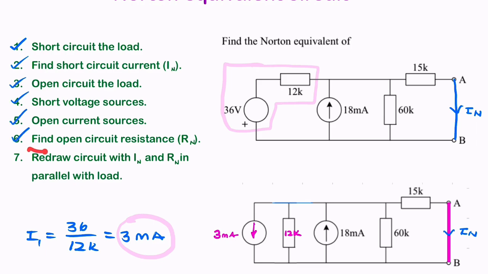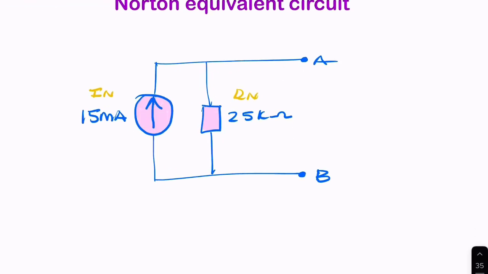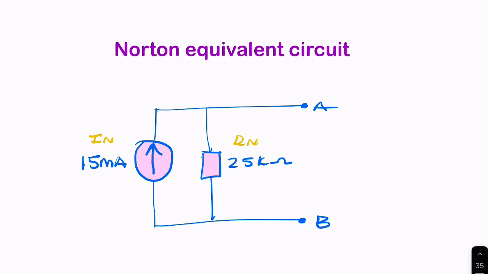The last step is just to redraw the circuit with IN and Rn. So this is really your final step. You leave your terminals open. So this is where you would connect your load. You put in a current source with your IN, in parallel with a resistance of value Rn. And this is your Norton equivalent circuit.